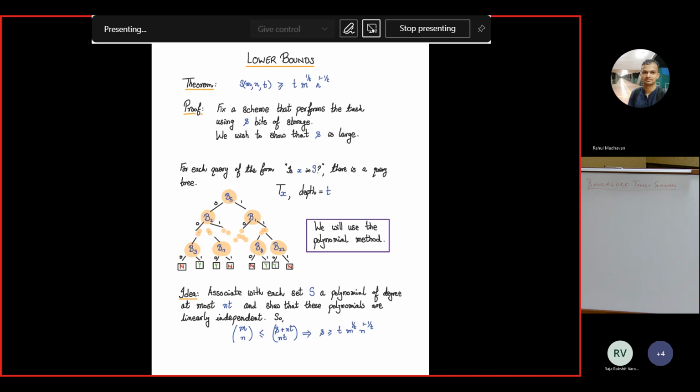If it is 0, I will probe bit 2. If it is 1, I'll probe bit 1. It will do this for t steps, so the depth of this tree is t. And in the end, based on the answers I have received so far, I'm going to declare the answer yes or no. So any scheme, for each element x, will have a tree.